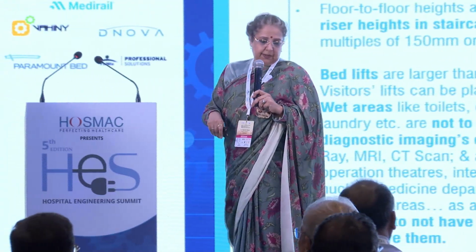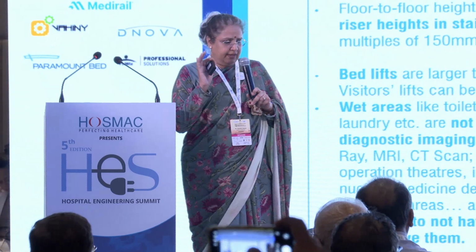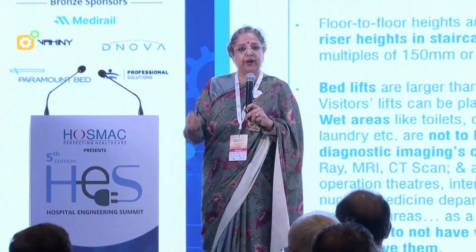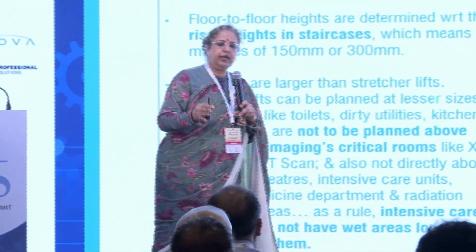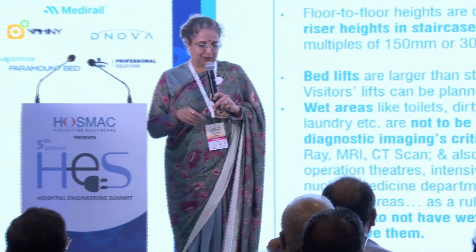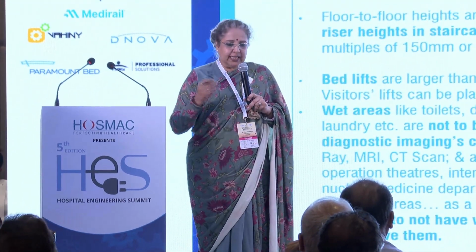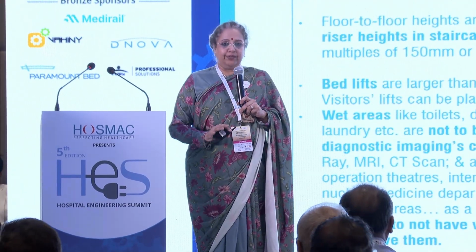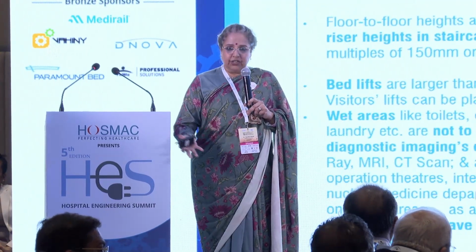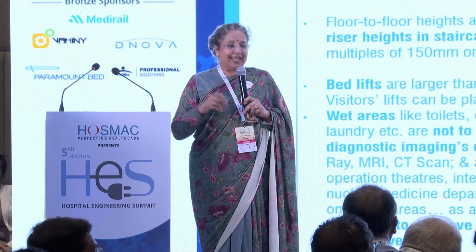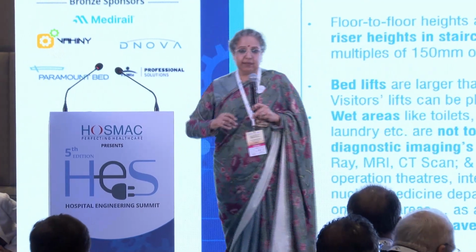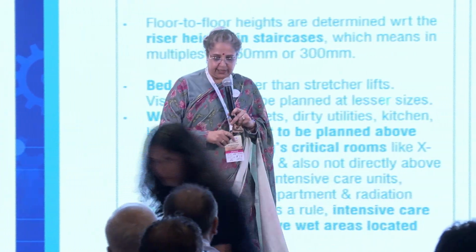Bed lifts need to be the right number with respect to the size of the hospital, whether it's 100 bed or 200 bed or 600 bed or 2,000 bed, but the bed lifts and the lifts need to be with respect to what goes in the hospital. So wet areas like toilets are a no-no above the operation theaters, the radiology rooms, the ICUs, big no-nos. But we often see them, so that is where quality needs to get checked.